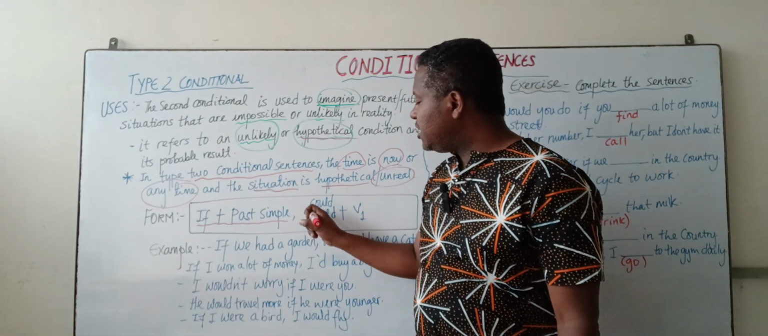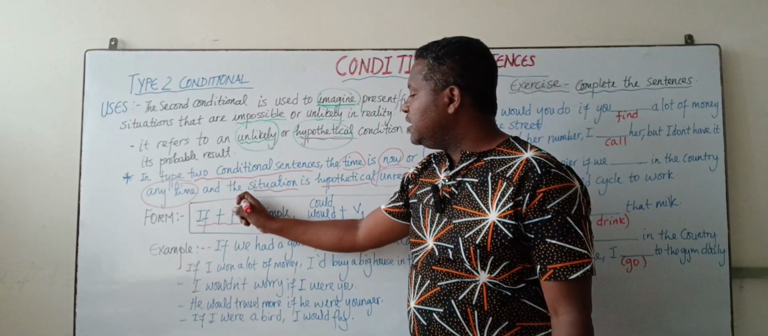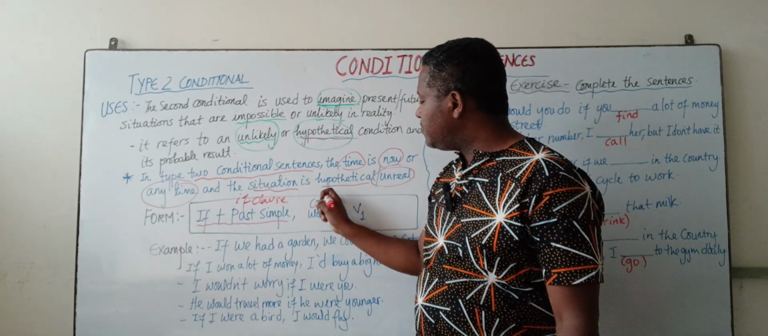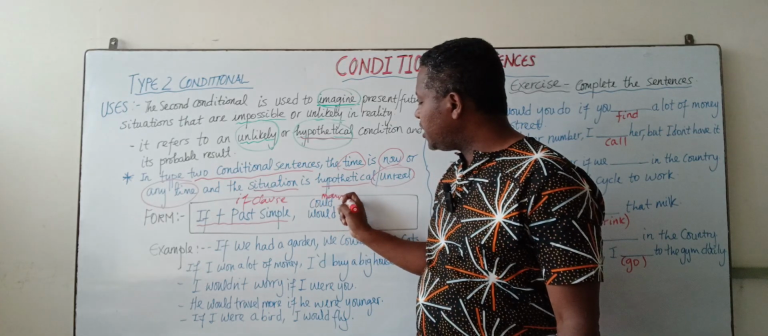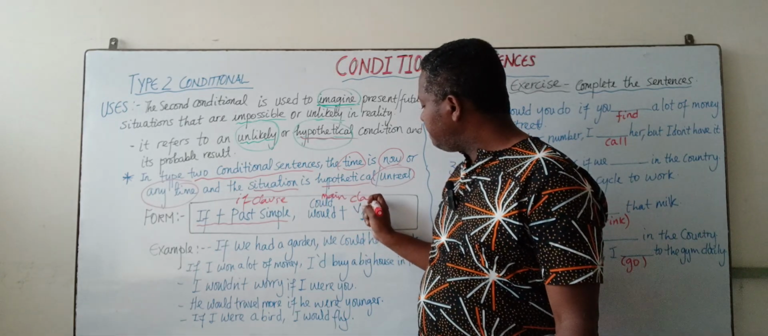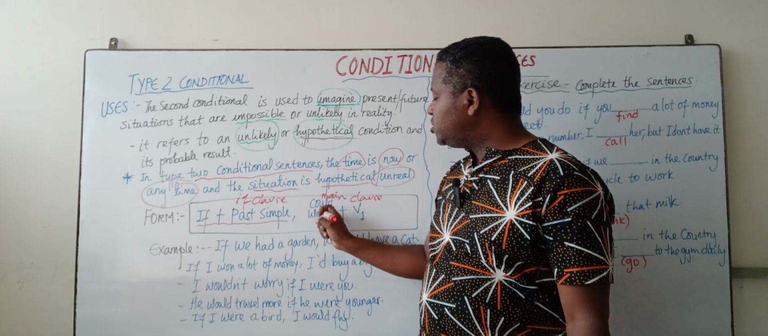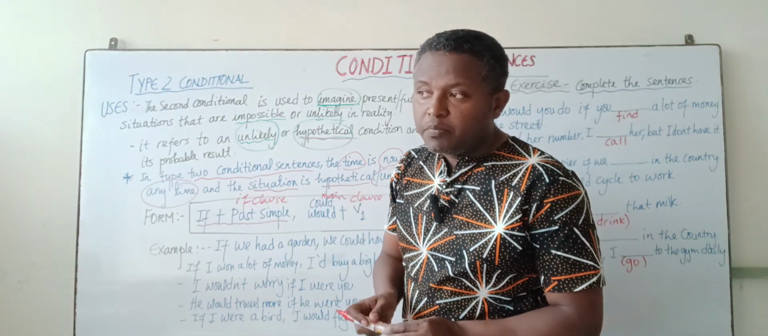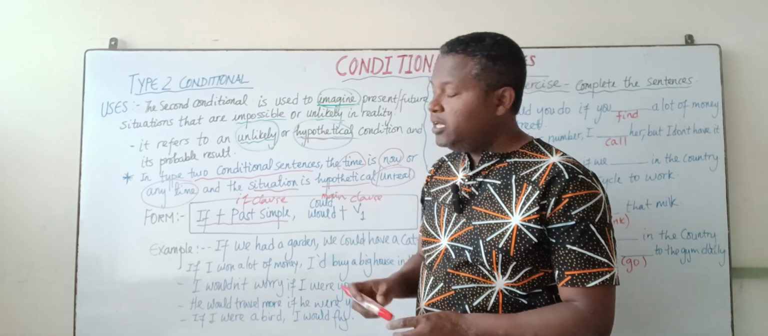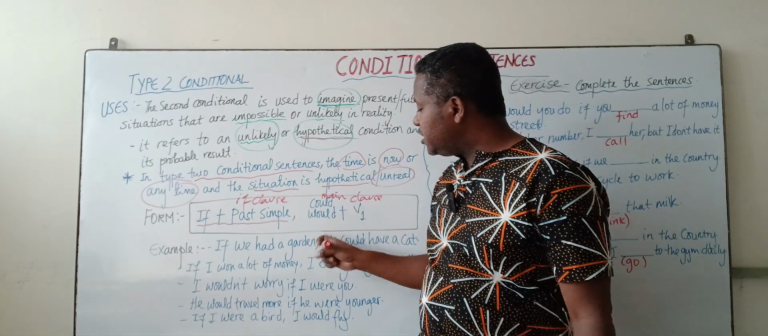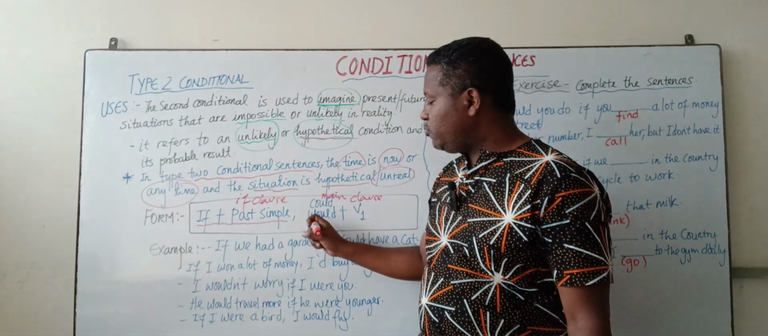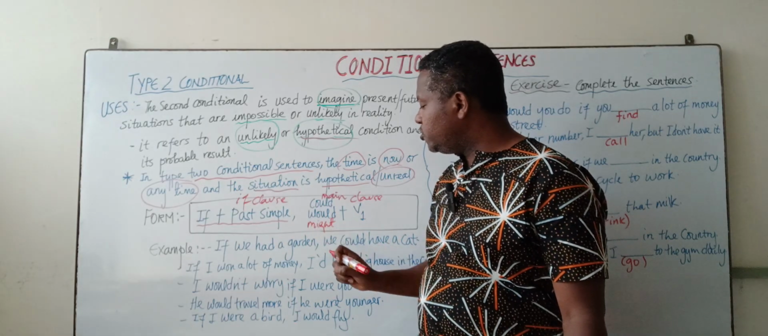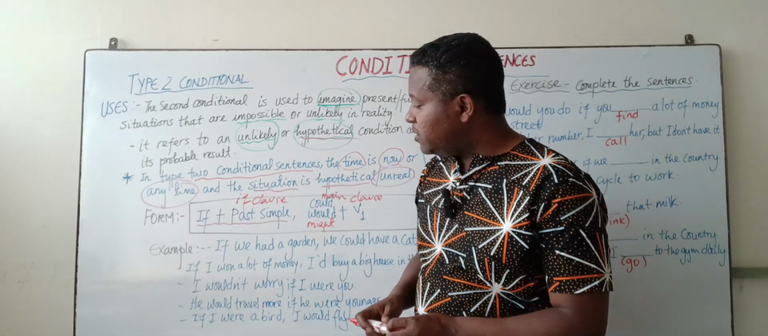And in the main clause, okay, this is the if clause, and this is the main clause. In the main clause, would or could plus verb 1, would or could plus verb 1, okay? That is how we form conditional type 2. And we can also use might. Would, could, or might plus verb 1.